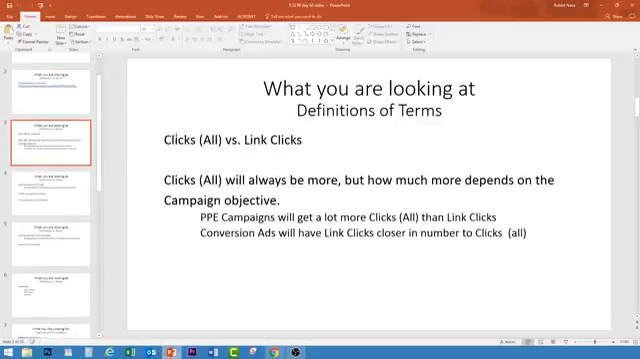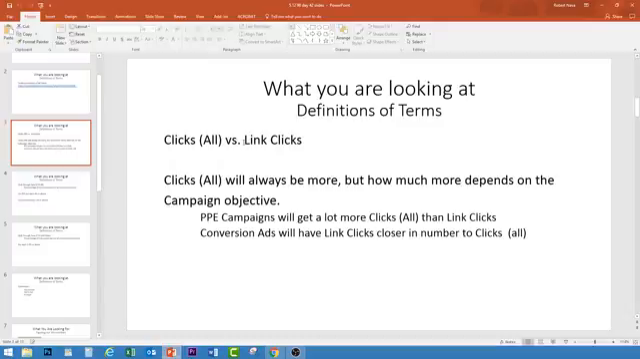So next slide. These are the definitions, or the first definition that I want to talk about today. Definitions and terms: the difference between link clicks and clicks. So there's clicks (all) and link clicks, right? We want you to know the difference between these two, because when you're looking at your reporting, somebody might say, what's your click-through rate for your link clicks?